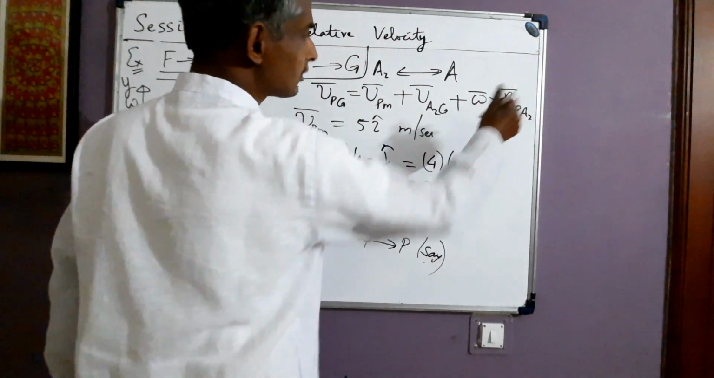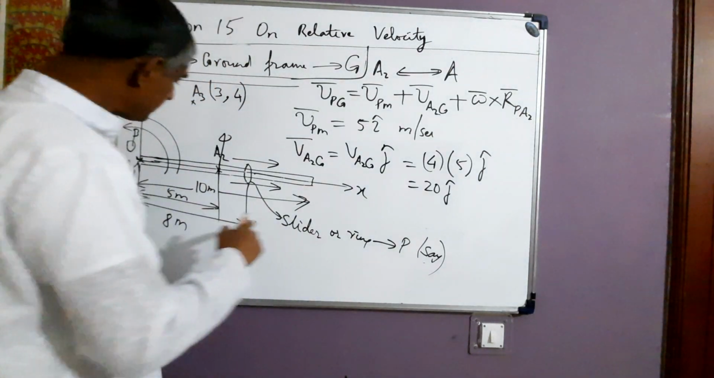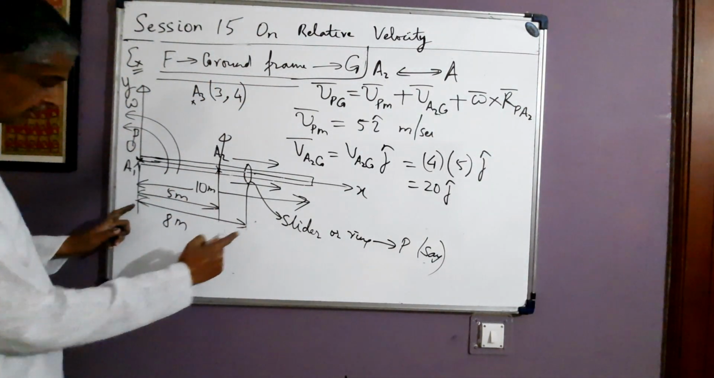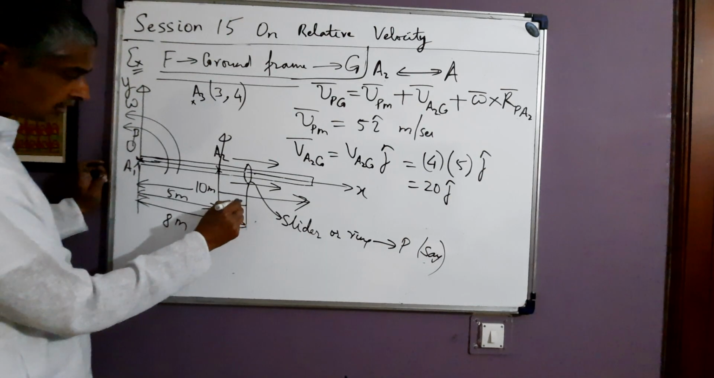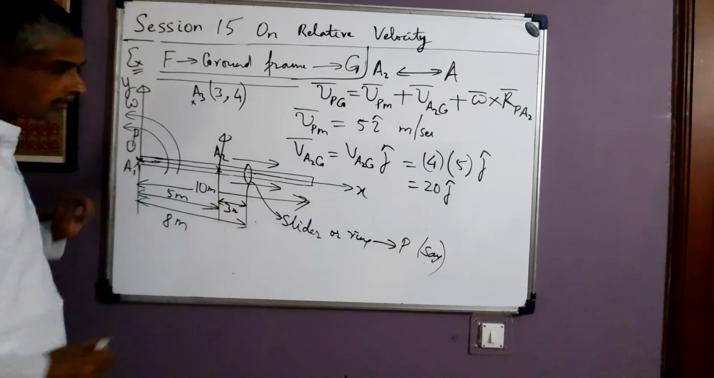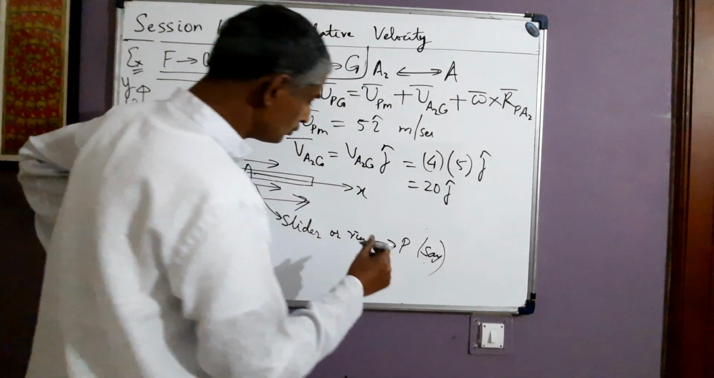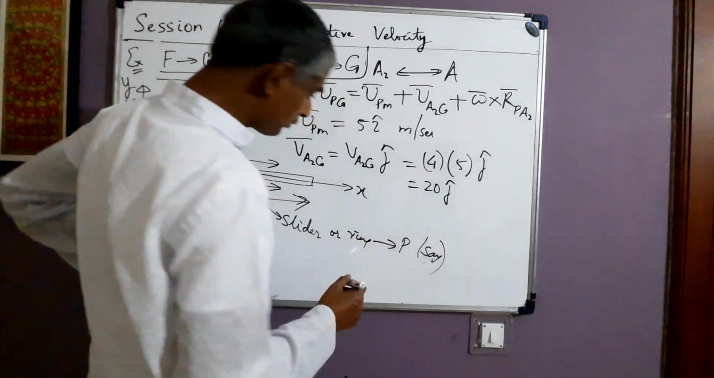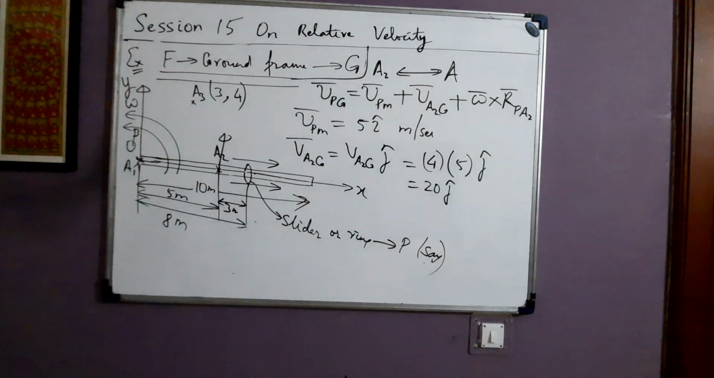Now we have to find omega cross RPA2. Now RPA2 is the vector from A2 to P. So this is 8 meter, this is 5 meter, so this distance is 3 meter. So omega cross RPA2 we have to find out.